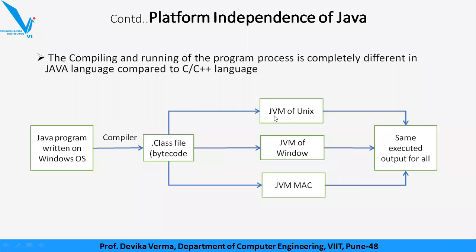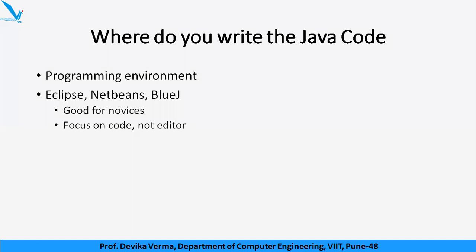We are going to study what JVM exactly does and how it works. So let us unroll this JVM and its internal operation. But before that, let us see where you write the Java code. We are going to write the code in some editor, and we are going to use Eclipse or NetBeans or BlueJ. These are open source tools, complete development toolkits available for us.